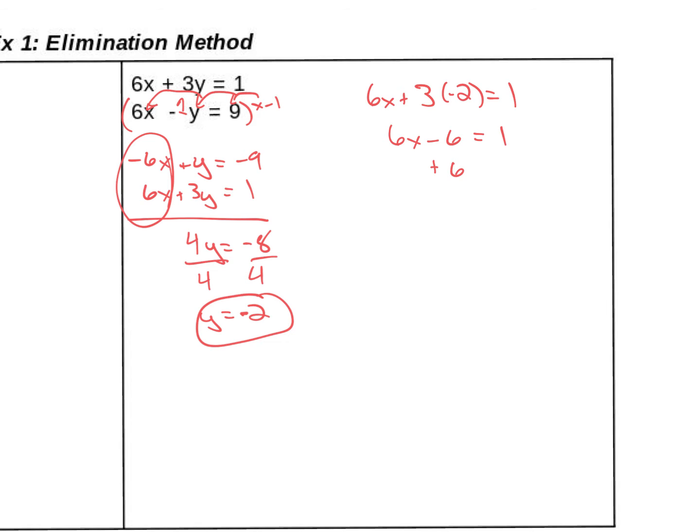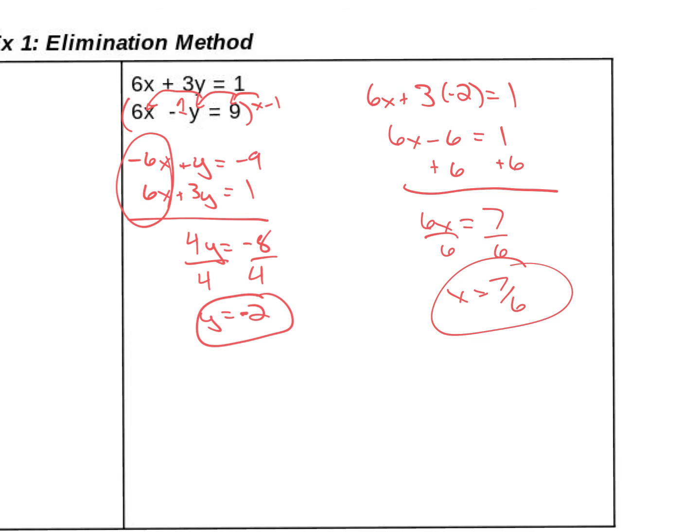If we add 6 to both sides, then we have 6x equals 7. If we divide by 6, x equals 7/6. So that should end up with an answer of 7/6 and -2 as our answer.